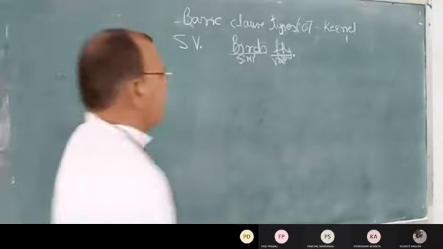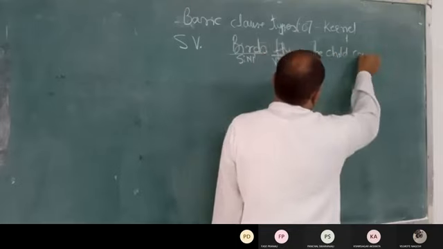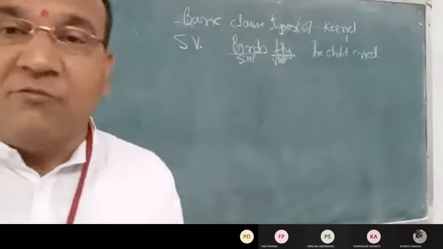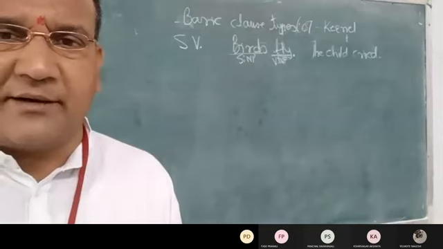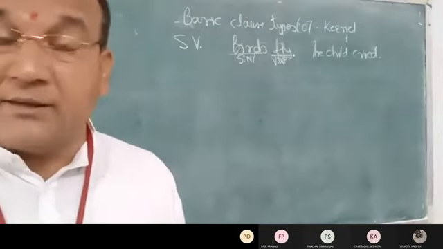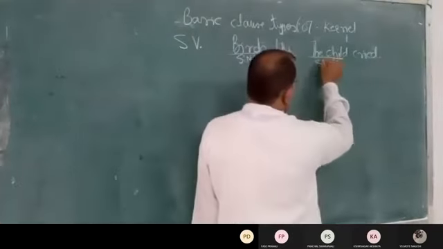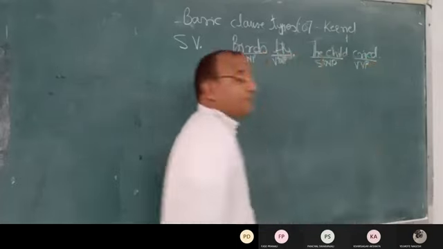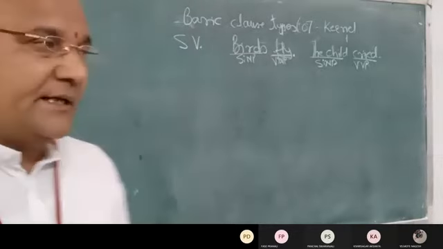Birds fly. The child cried. Why, when, how? This is additional information you are providing. Why the child cried, when the child cried, this is additional but not basically required. The child cried. So the child is the subject and cried is the verb. Clear? SV is the first type.